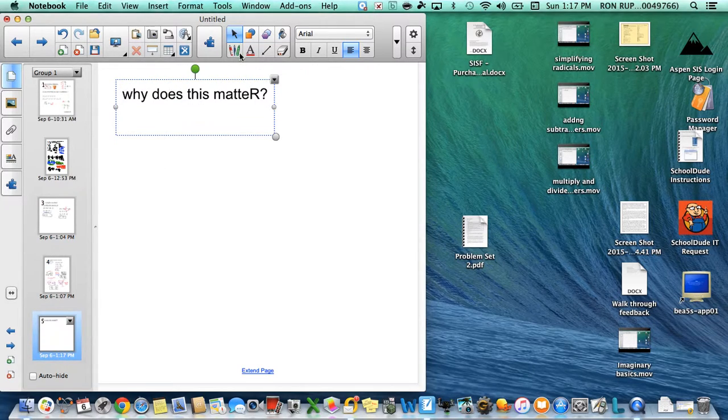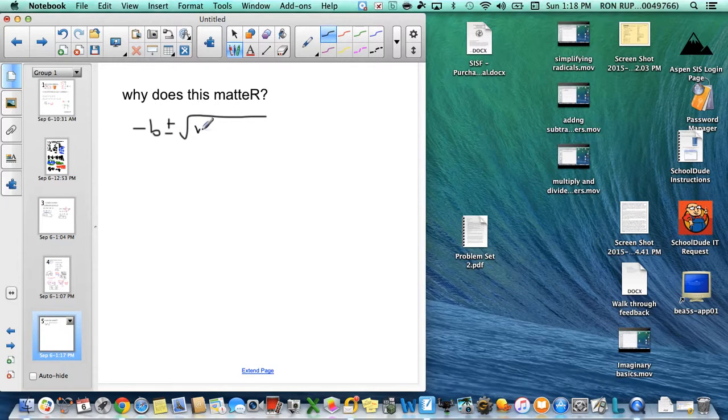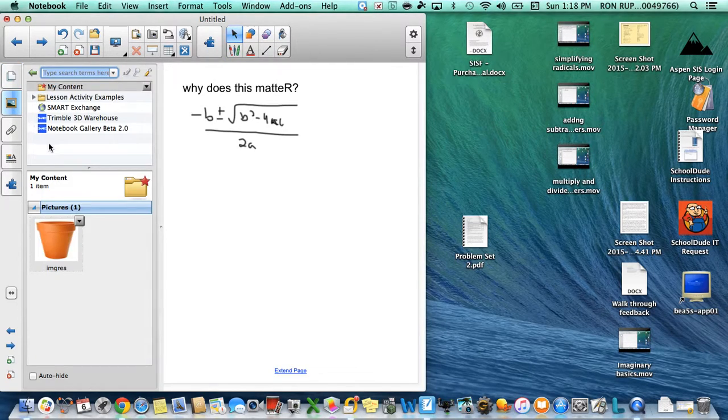This big long formula that when I was your age we had to memorize, you guys don't have to memorize. Negative b plus or minus the square root of b squared minus 4ac, all of that over 2 times a. It's the quadratic formula. We use it to solve quadratic equations. So it's not a flower pot.